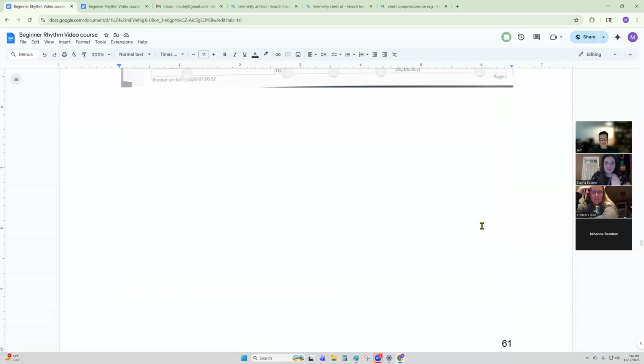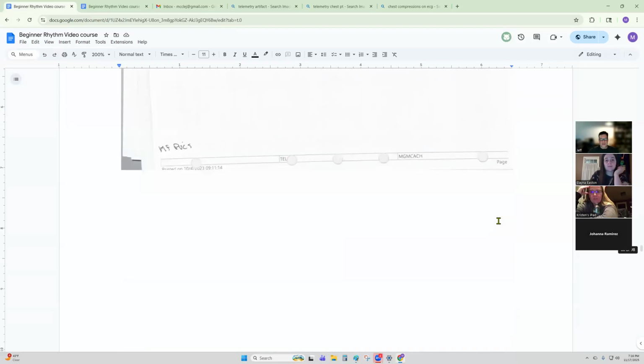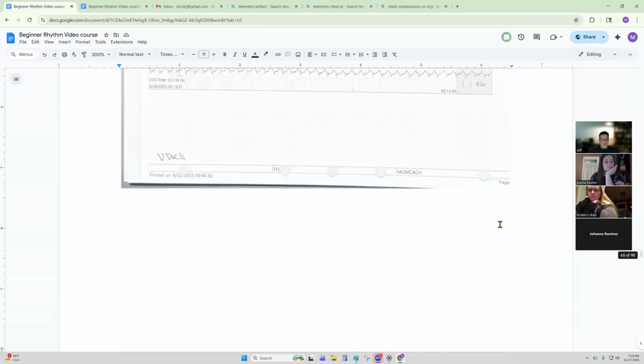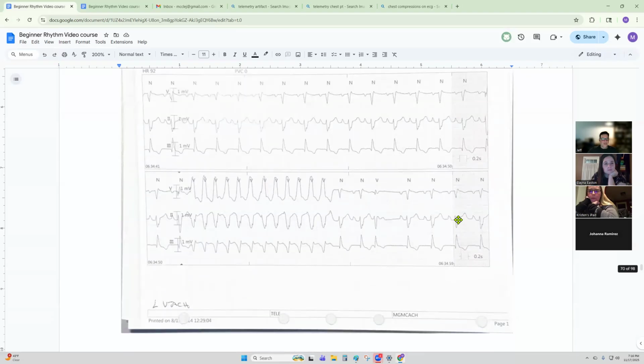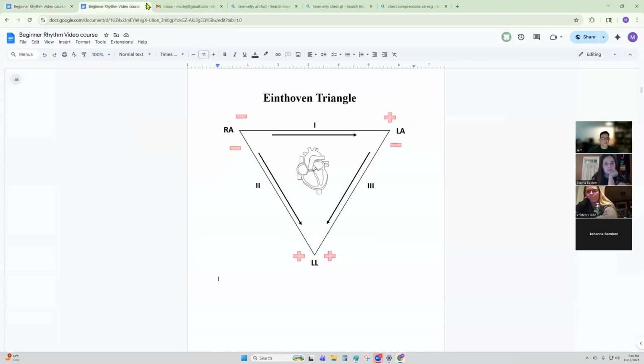Okay, so last time we left off at AV blocks, and premature AV blocks with blocked PACs. Yeah, let me look at the list here.